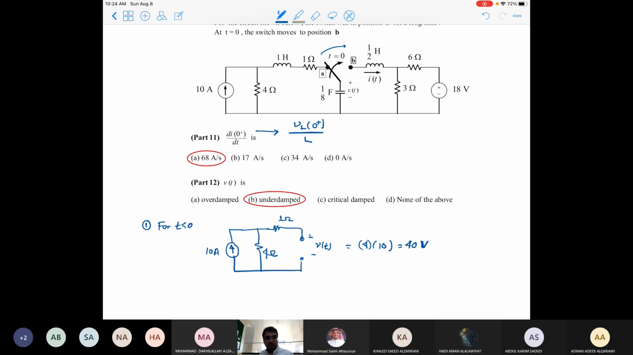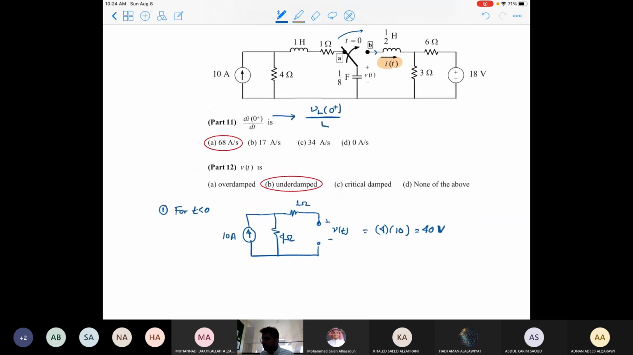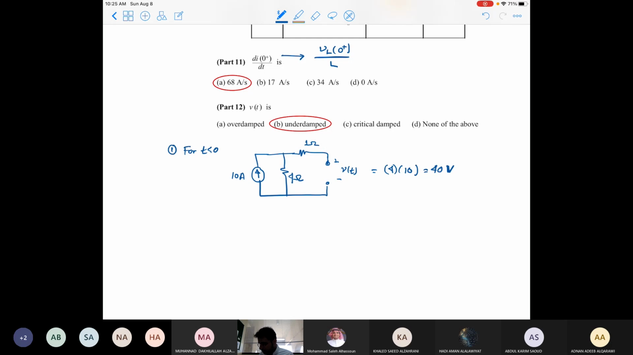The initial current for the inductor, meaning this one, is 0. The reason for that is there is an open circuit here, so the current cannot flow. So let's study what happens when the switch moves to position B. When the switch moves to position B, what we have is the following circuit.